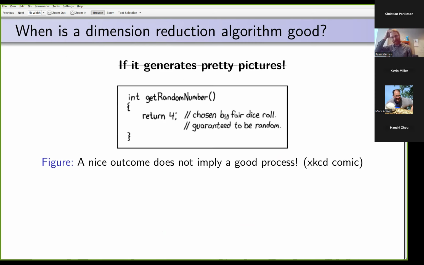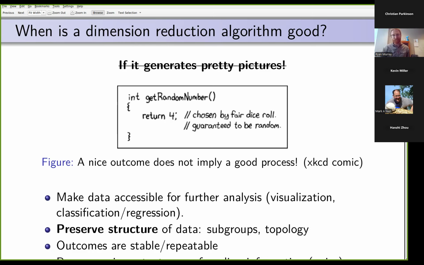And here, in standard fashion, I provide an XKCD comic that follows the same lines: if you have a good outcome, that doesn't mean that you had a sound process that led to that outcome. So if I'm trying to think about what makes a dimension reduction algorithm good, I would like it to make data accessible for further analysis, so things like visualization, downstream classification, or regression tasks. I would like it to preserve structure of data in some meaningful way. And this structure could mean a lot of different things. I'll mention some of this later, but we could be interested in finding subgroups or clusters.